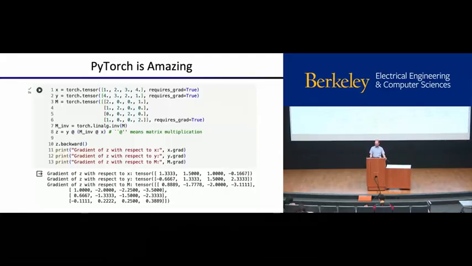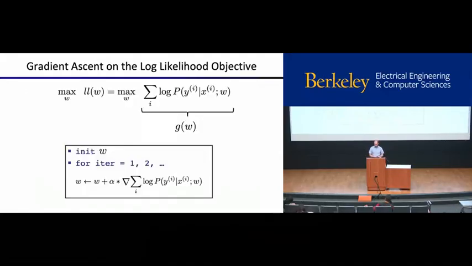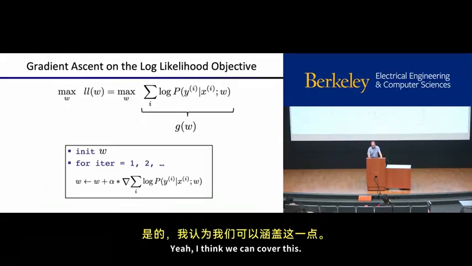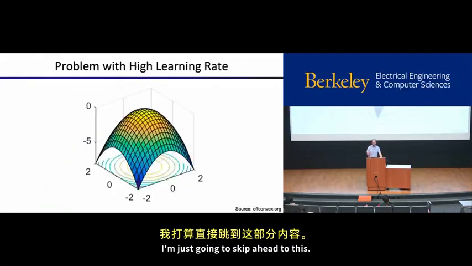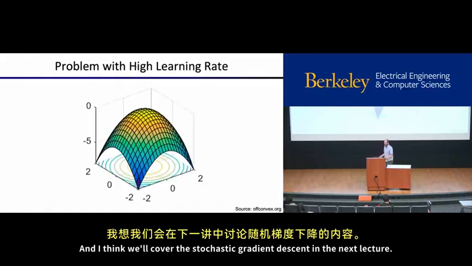Okay. Yeah, I think we can cover this. Oh yeah. I'm just going to skip ahead to this, and I think we'll cover the stochastic gradient descent in the next lecture.